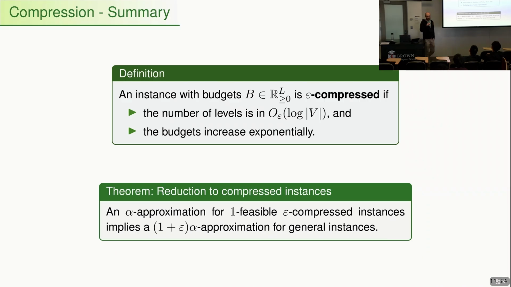And also with the argument that we just discussed, on a very high level, one can reduce: if you have an algorithm for these compressed instances, and let us also assume that for the given budget vector there exists a feasible solution, which we then call 1-feasible, which we essentially can assume because we can just guess the number of firefighters in an optimal solution, then we also get an algorithm for a general instance with the same approximation factor, just that we lose this factor of 1 plus epsilon.